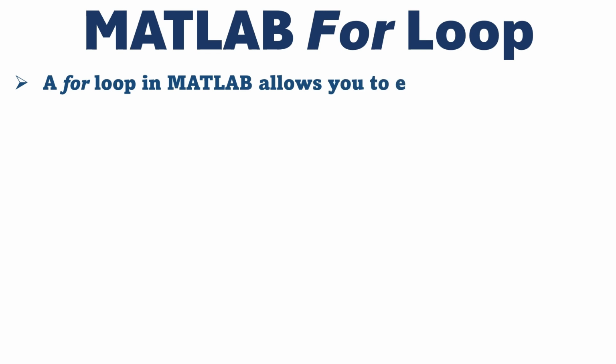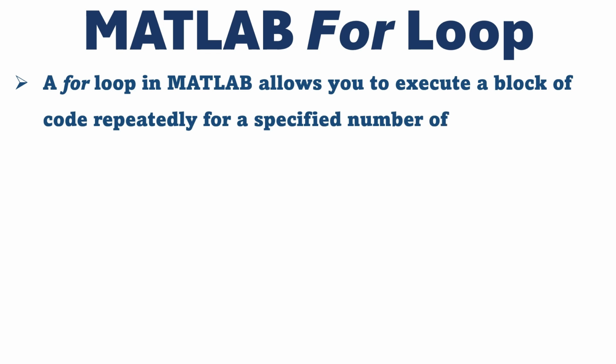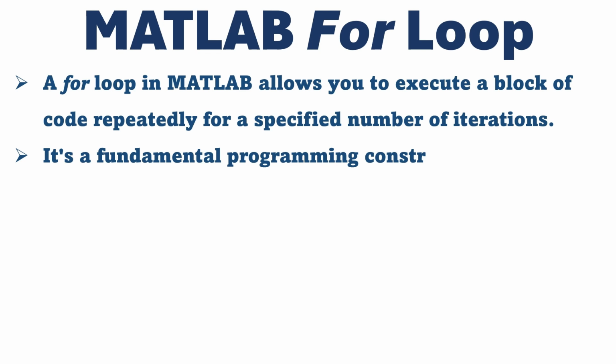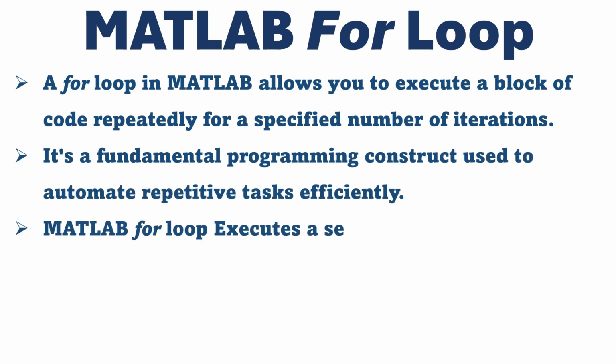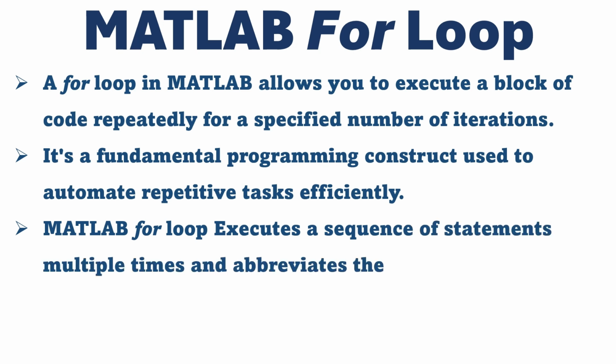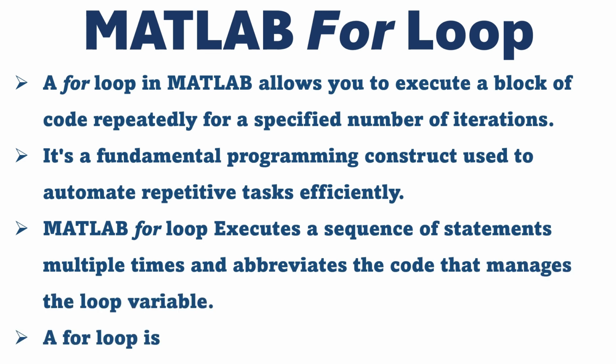Now let's learn about the MATLAB for loop. A for loop in MATLAB allows you to execute a block of code repeatedly for a specified number of iterations. It's a fundamental programming construct used to automate repetitive tasks efficiently. A MATLAB for loop executes a sequence of statements multiple times and abbreviates the code that manages the loop variable. A for loop is a repetition control structure that allows you to efficiently write a loop that needs to be executed a specific number of times.